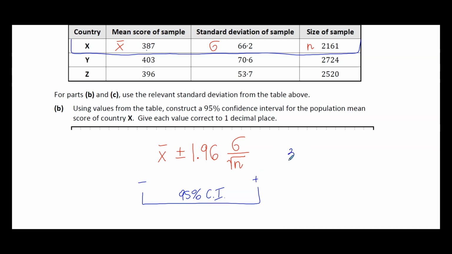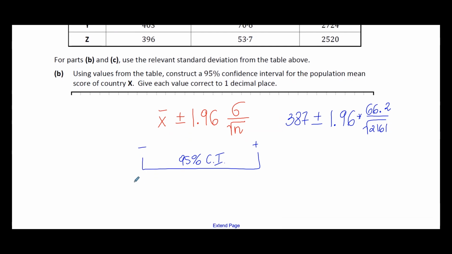So my mean 387 plus minus 1.96 multiplied by a fraction. On top I have the standard deviation, which is 66.2, and on the bottom I have a square root of the sample size, 2161. And we put one version into your calculator with minus first, because that is the lower limit of the interval, 384.2 to one decimal place, and then again with plus, and that will give us 389.8.